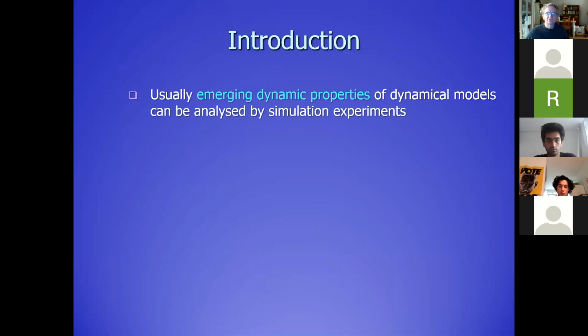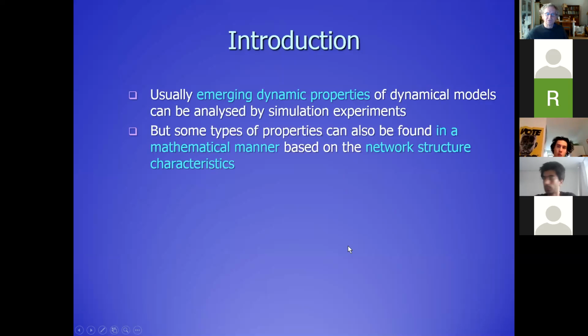So the idea is that usually dynamic models are not so easy to find out what behavior they will have. In many cases, people do a lot of simulation experiments and then find out in an experimental way what the behavior is and how it may depend on certain characteristics of the network model. But in some cases, for some types of properties, you can also find in a mathematical manner, based on the network structure characteristics, what the possibilities are for the behavior, what type of behavior there will be, or at least some properties of that behavior.